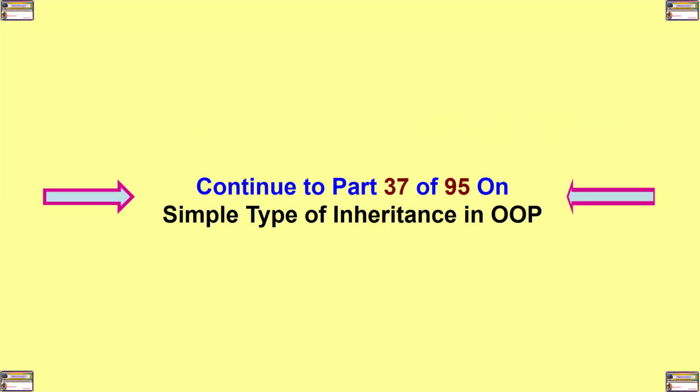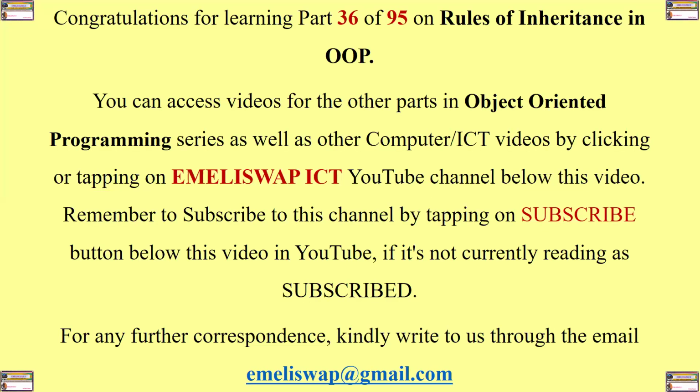And with that, my dear students and the rest of the learners, we have come to the end of part 36 in this series of tutorials. Let's meet in part 37 of the 95 part series, in which we are going to learn about types of inheritance, beginning with what we call the simple type of inheritance, in object-oriented programming.